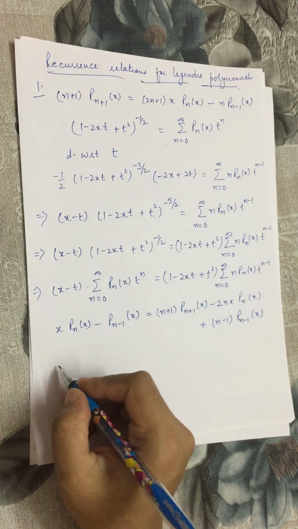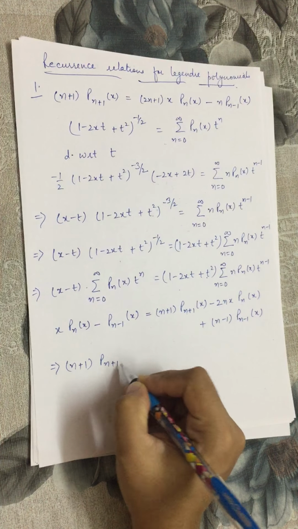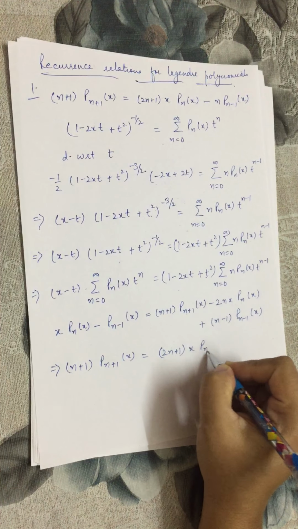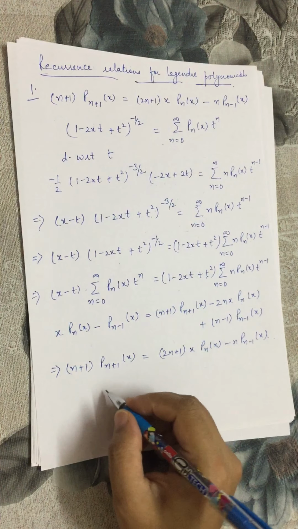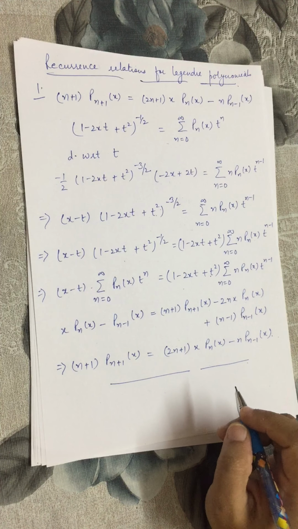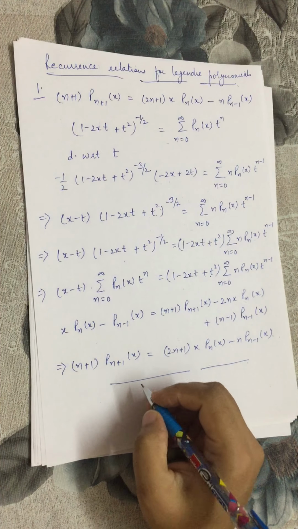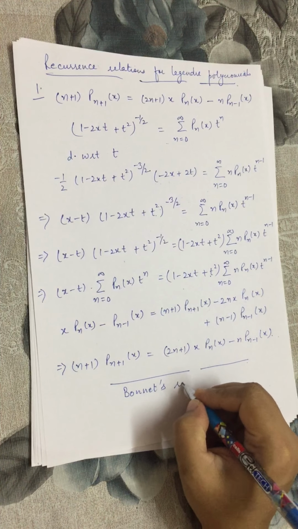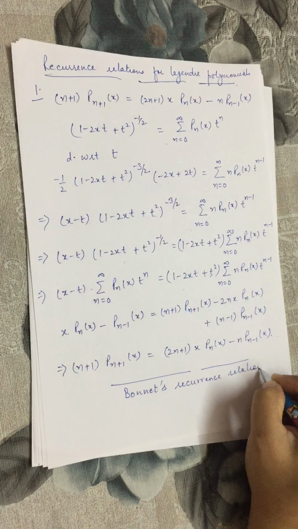So now simplifying this, we will get (n+1) P_{n+1}(x) = (2n+1) x P_n - n P_{n-1}(x). So this completes the proof of the first recurrence relation. This first recurrence relation is also called Bonnet's recurrence relation.